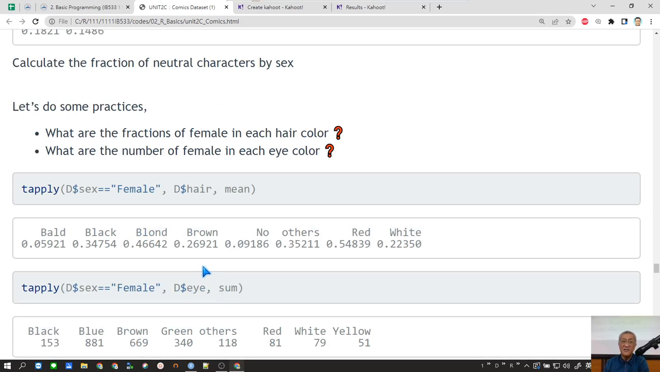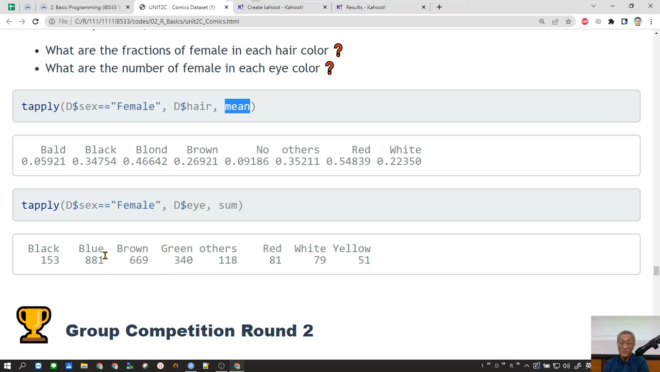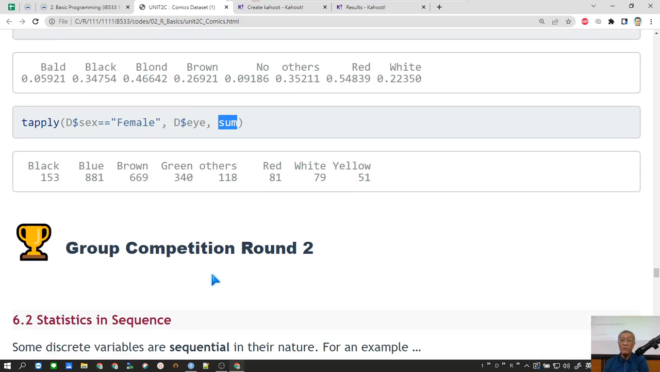So let's do some more exercise, right? What is the fraction of female in each hair color? So we want to know the fraction of female, right? The trick of using t-apply is that I want to know the fraction of female by hair color, isn't it? So by hair color, I want to calculate the proportion of female, the mean of female. So that's it, okay? If I want the number, this is the proportion, right? If I want to calculate the corresponding count, then this is the command, right?